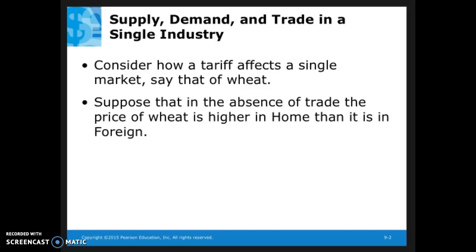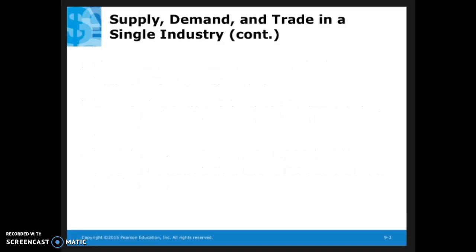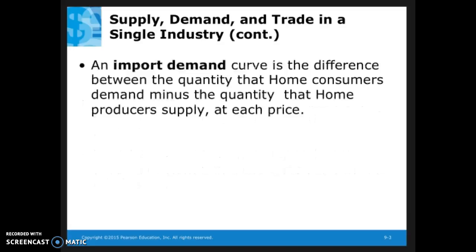So let's consider how a tariff affects the market. Suppose that in the absence of trade, the price of wheat is higher in home than it is in foreign. With trade, wheat will be shipped from foreign to home until the price difference is eliminated. The import demand curve is the difference between the quantity that home consumers demand minus the quantity that home producers supply at each price.